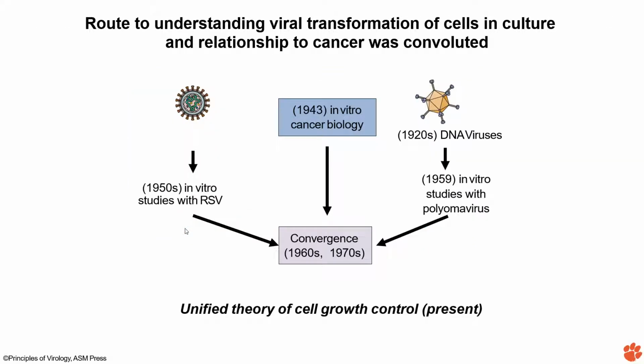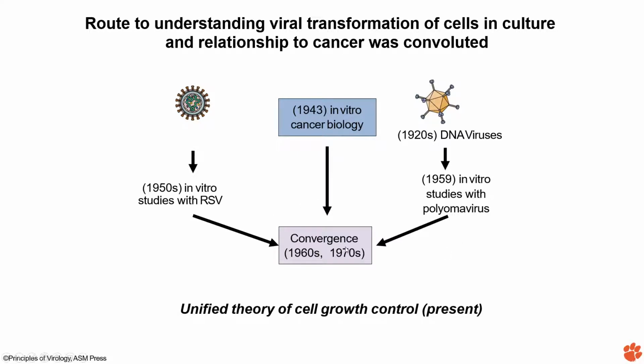All right. After that, what we are trying to do is understand the route to understanding viral transformation in culture and the relationship. Initially, this is the 1950s. People used to think that the RNA viruses, or the retroviruses, cause cancer. In the 1920s, people used to say that the DNA viruses cause cancer, with studies of the polyomavirus. And in the 1940s, the cell biologists said that it is a cellular phenomenon. But all of them fought against each other. They thought that their process was the process by which cancer happens.